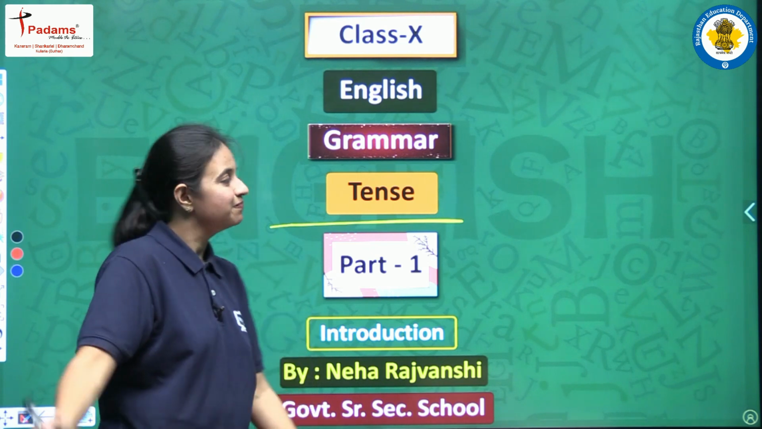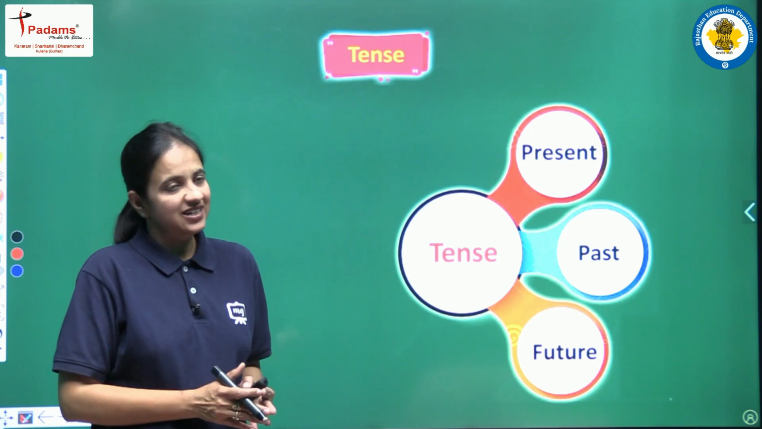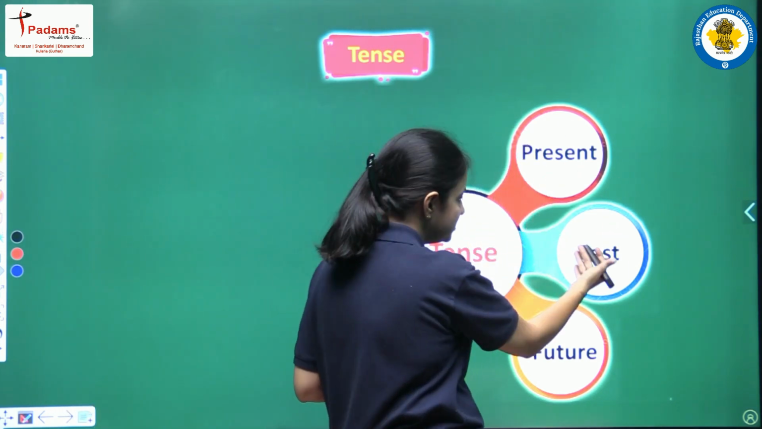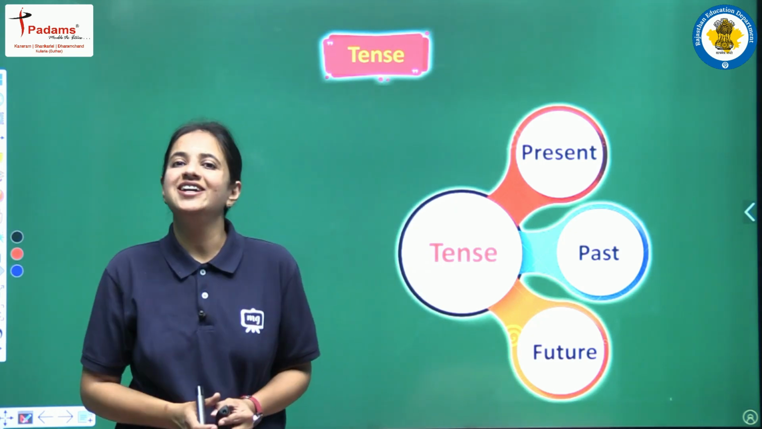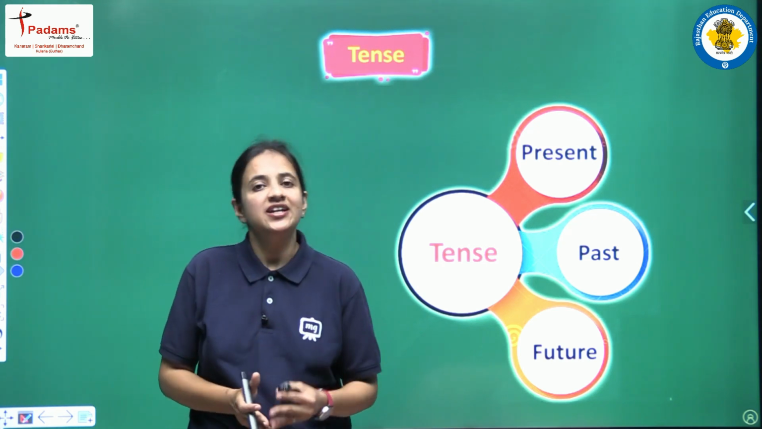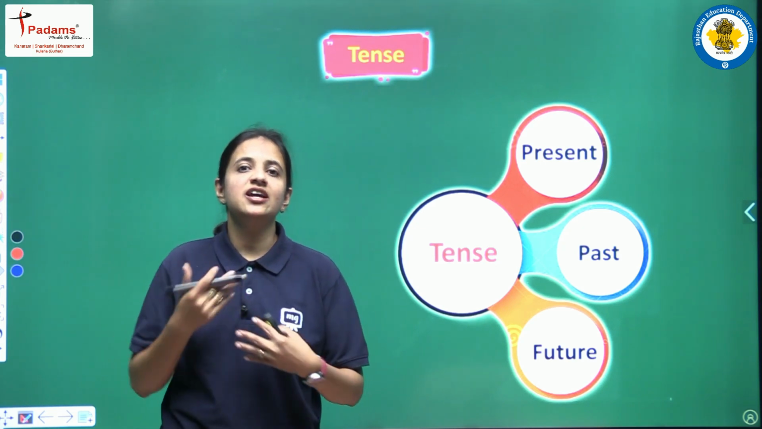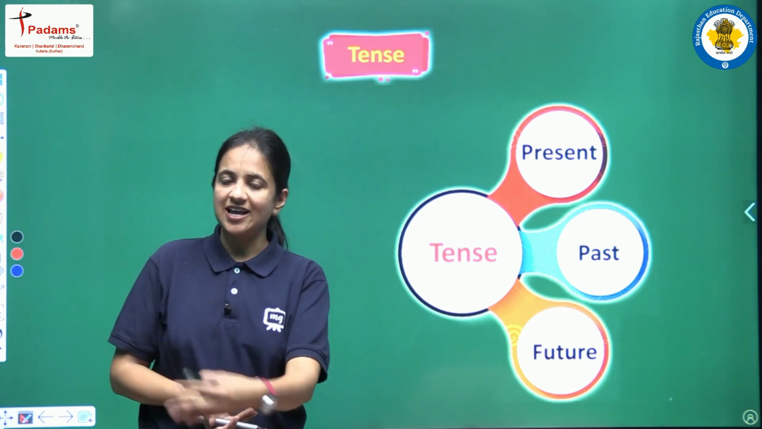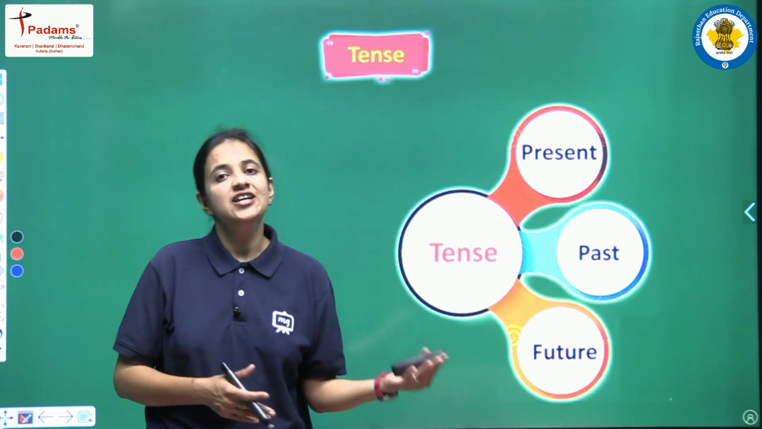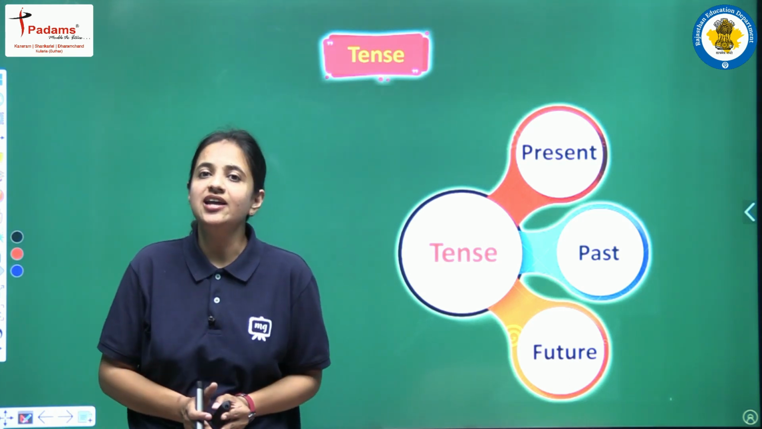So let's see. We are all aware that tense basically has three parts, okay? That is present tense, past tense and future tense. So what are these three tenses? Present tense means the time that is right now, that time is known as present time. Past time is the time that was there before, and the future time is the time that will be there next, okay? So these are the basic three classifications of the tenses that we have, right?